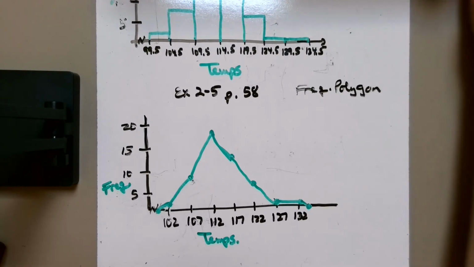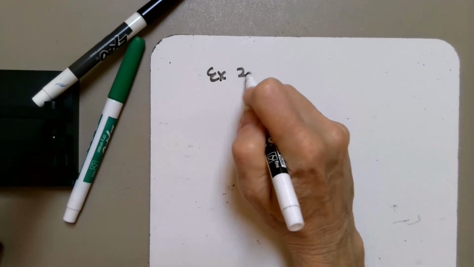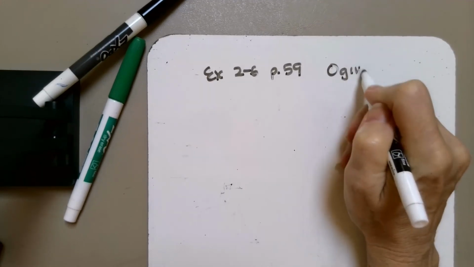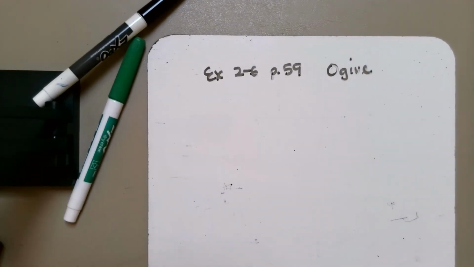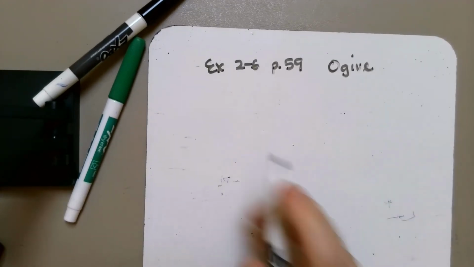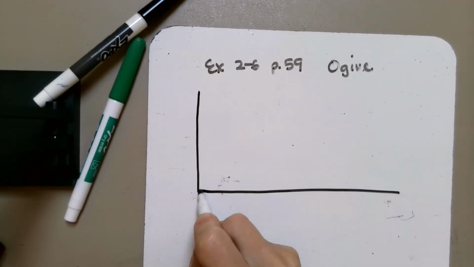And the last kind of graph that we're going to talk about here, and then we'll do a variation on that, is called an ogive. The ogive graph is for example 2.6, which is on page 59. And it's called an ogive, and that's a line graph. Along the x-axis we're going to use class boundaries, and along the y-axis we're going to use cumulative frequencies.